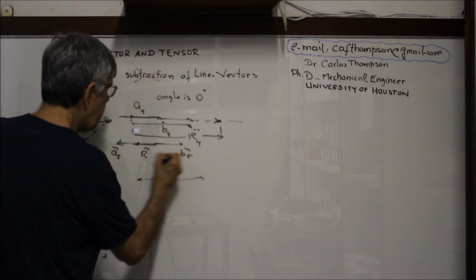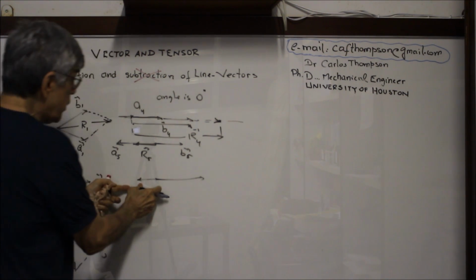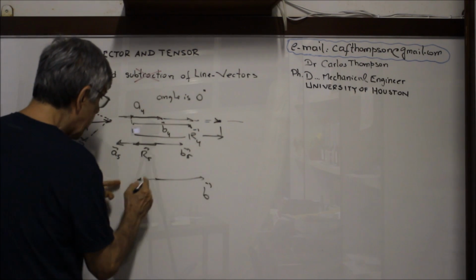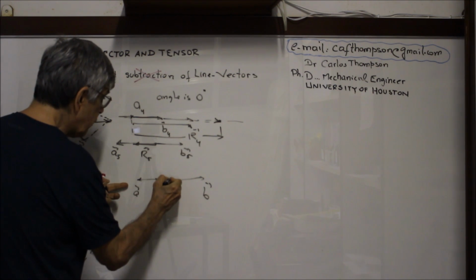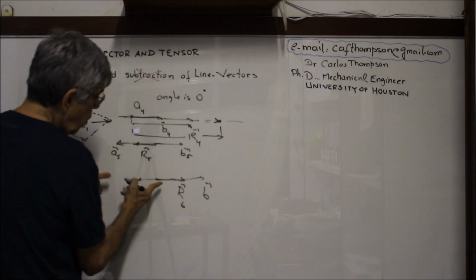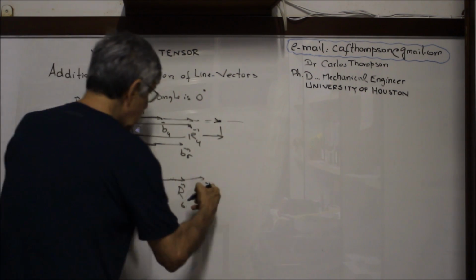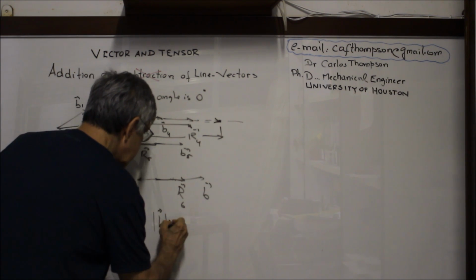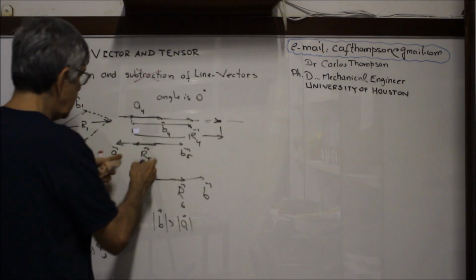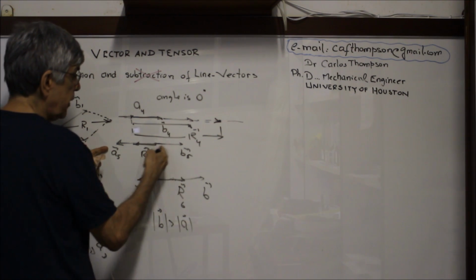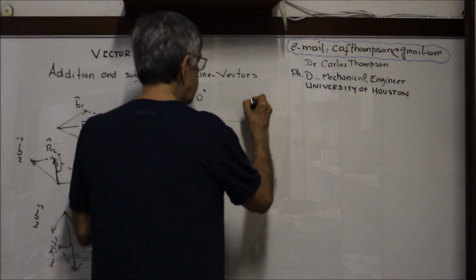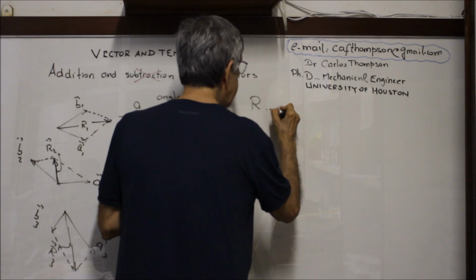Let's call R5 and B5. So this is R5. Here we have the opposite case: the size of B is much greater than the size of A. If you subtract, my resultant R6 goes in this direction because the size of B is greater than the size of A. In the previous case, the size of A is much greater than the size of B.